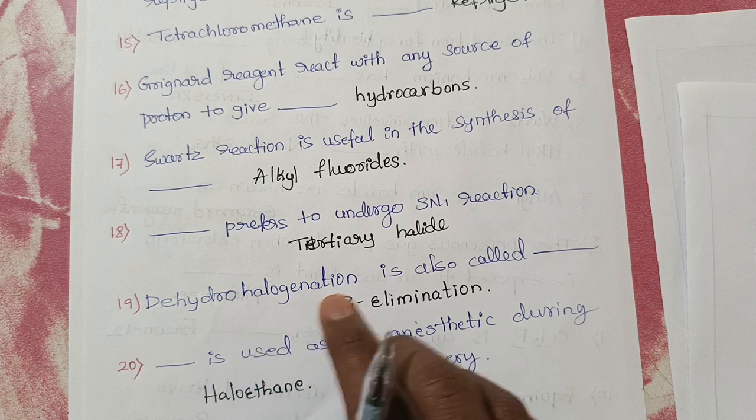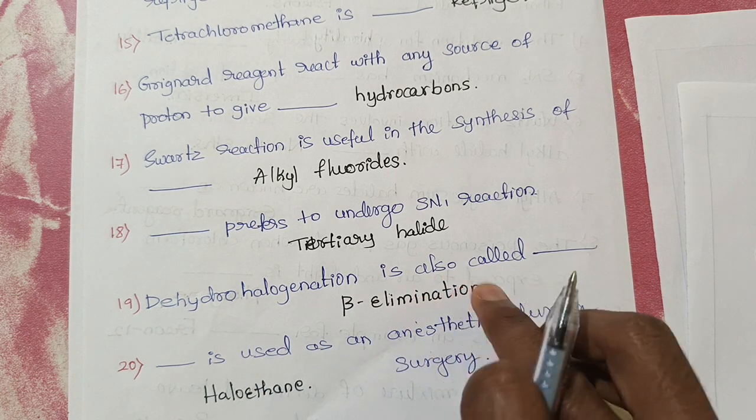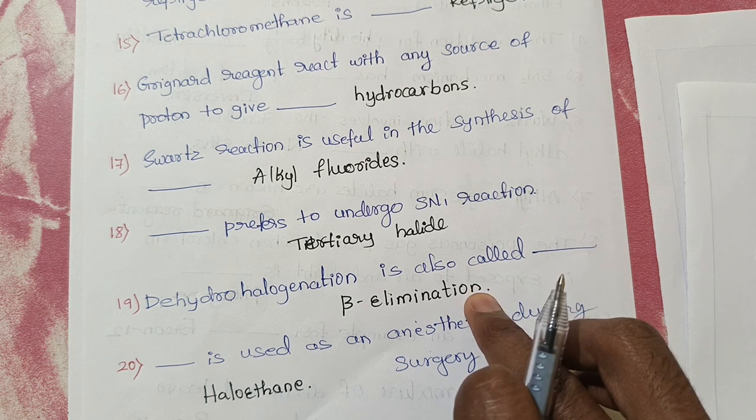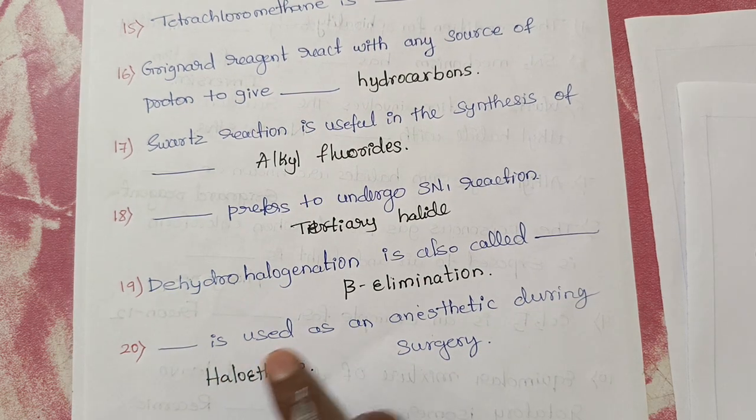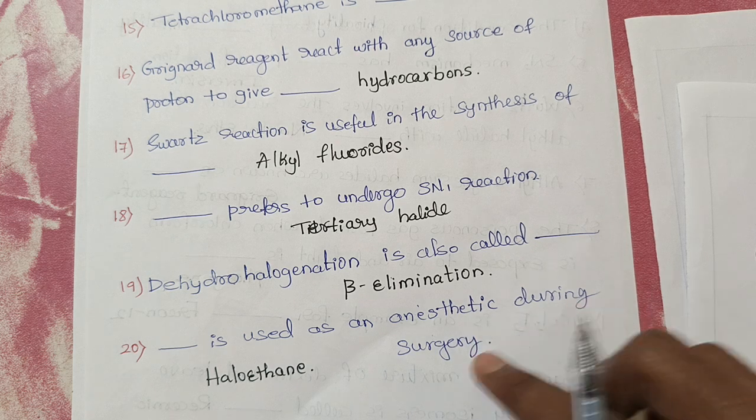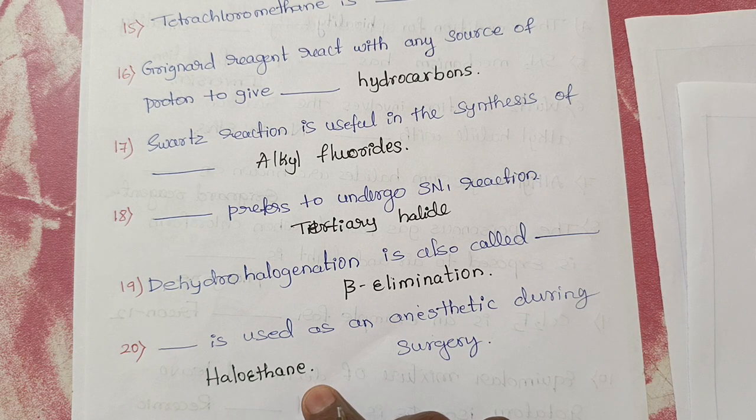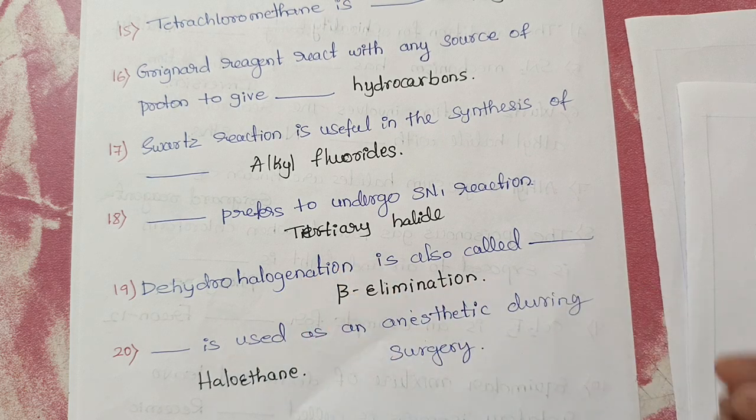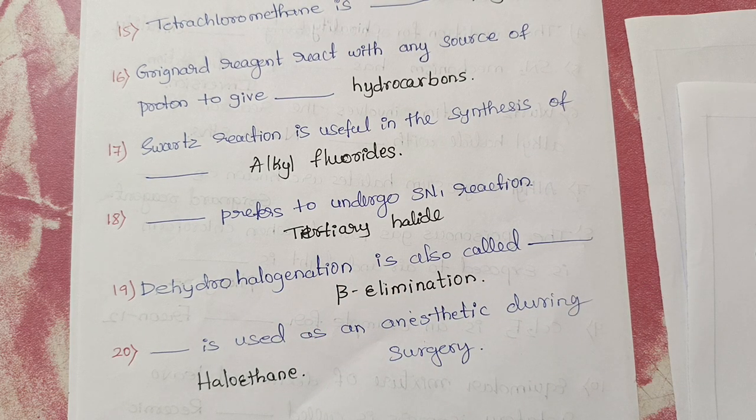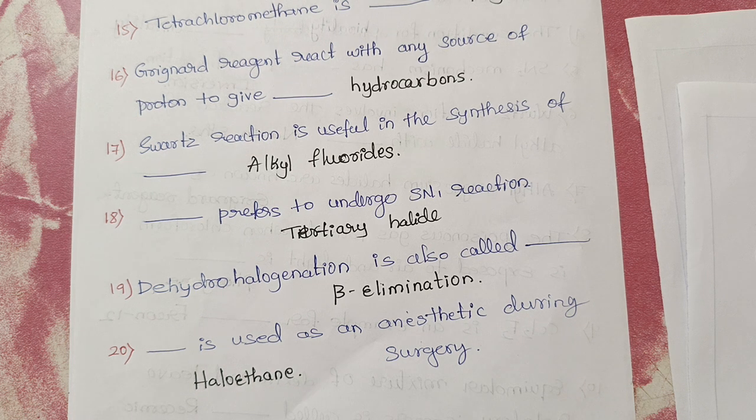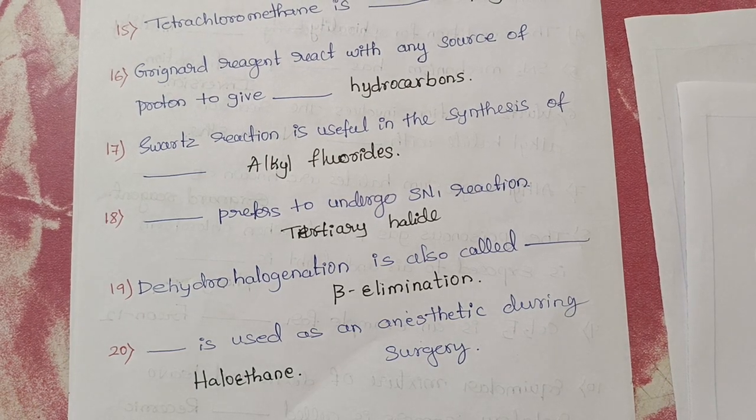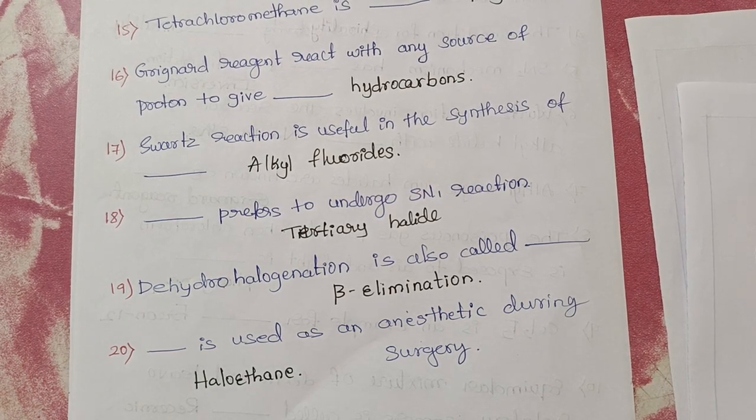Next, dehydrohalogenation is also called beta elimination. It comes in elimination reactions, and in the Saytzeff rule. Next one, dash is used as an antiseptic during surgery, that is haloethane. Clear? So it completes the MCQ as well as fill in the blanks of haloalkanes and haloarenes. So you just read all the concepts of haloalkanes and haloarenes. Definitely you will get one MCQ as well as one fill in the blanks question correctly. And don't neglect the last part of the haloalkanes and haloarenes chapter, that is polyhalogen compounds.